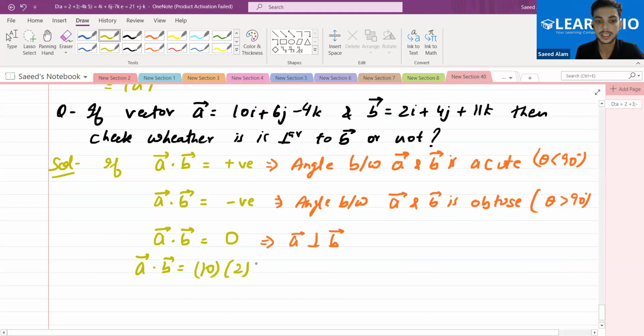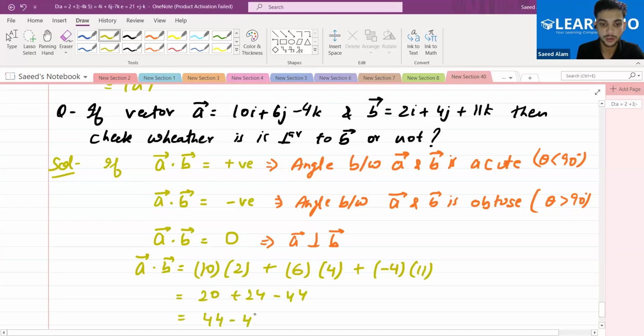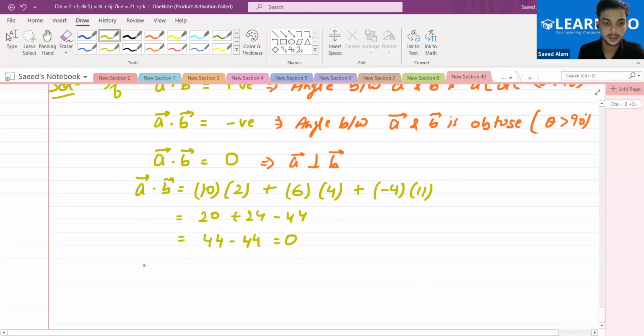I component into I component, that will be 20, ten twos are 20. The next will be 6 into 4. And the next one will be minus 4 into 11. So this will be 20 plus 24 and minus 44. That will be equal to 0. Yes or no? So what can you say? Yes, A is perpendicular to B.